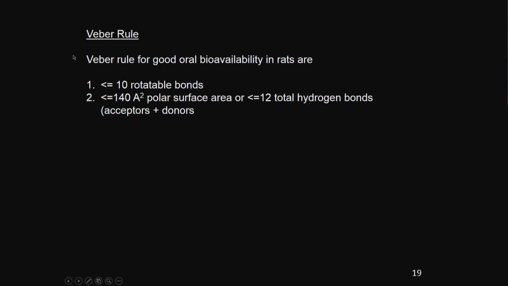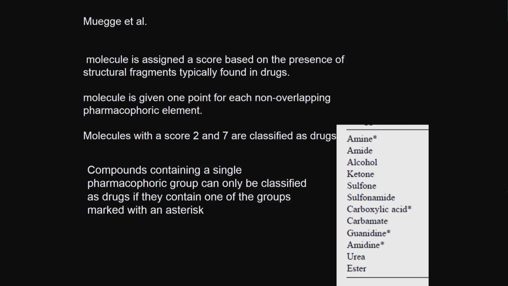If it is more, then of course it becomes more hydrophilic, it will not permeate through the GI. Less than 12 hydrogen bond acceptors plus donors, okay. So, they did not differentiate between hydrogen bond acceptors separately and donors separately like Lipinski's, okay. This is called Weber rule. Then comes another rule, that is Muegge et al.